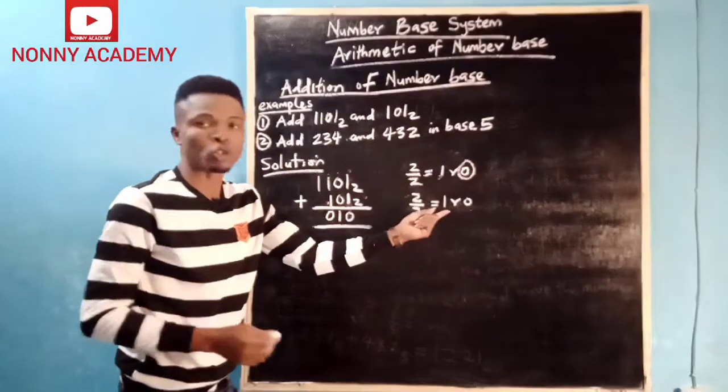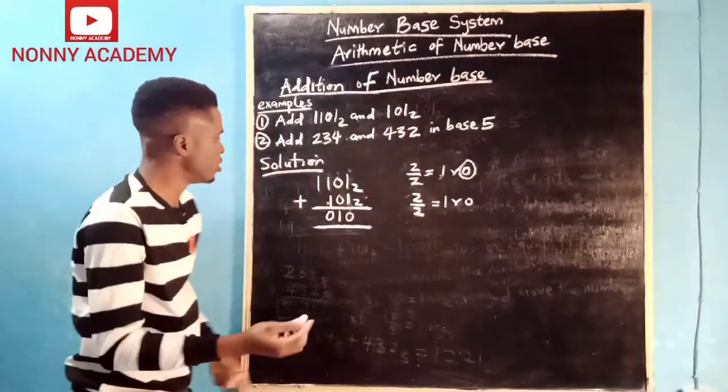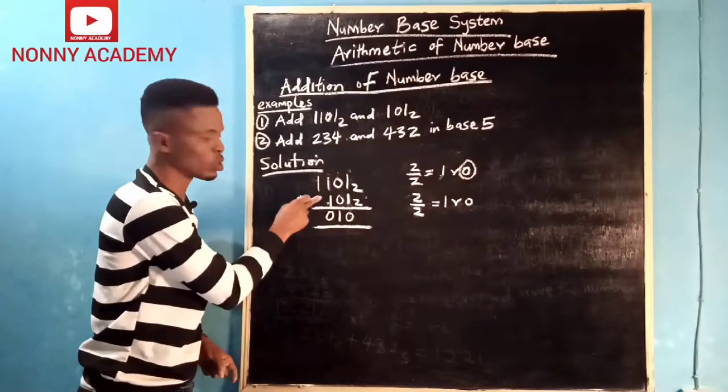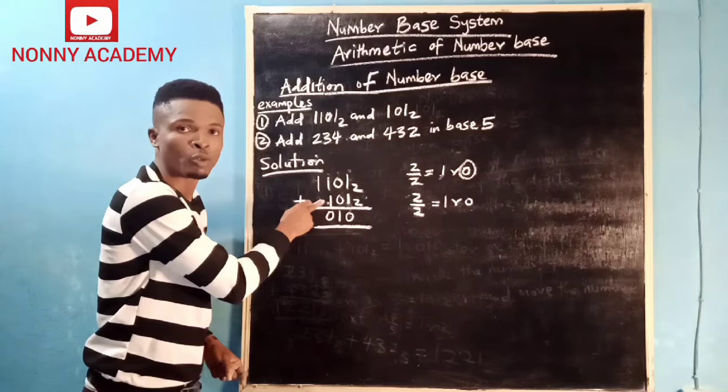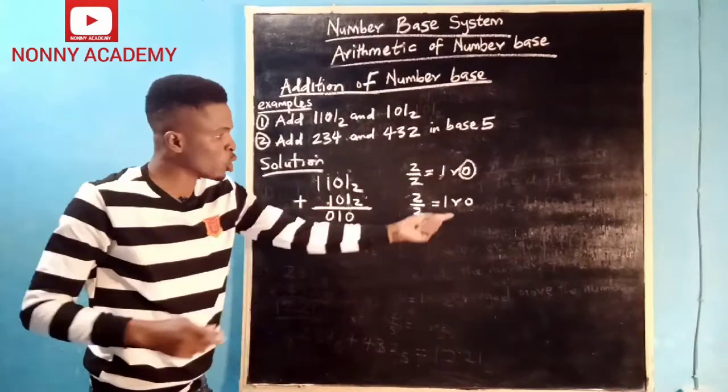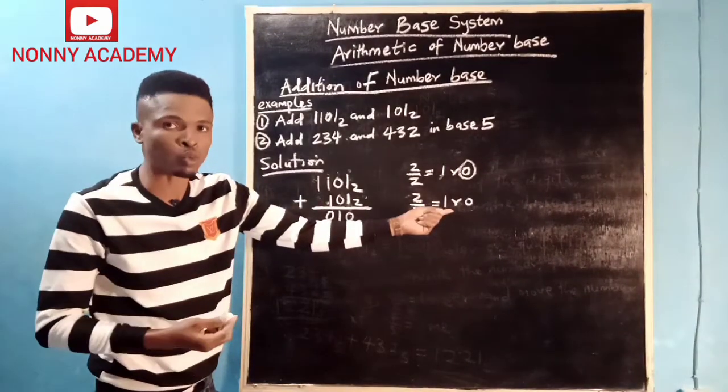Then I will move 1 to the next digit. The next digit says 1 plus nothing. There's nothing here, so we assume it's 0. 1 plus 0 will give me 1. Plus this 1 will give me 2.